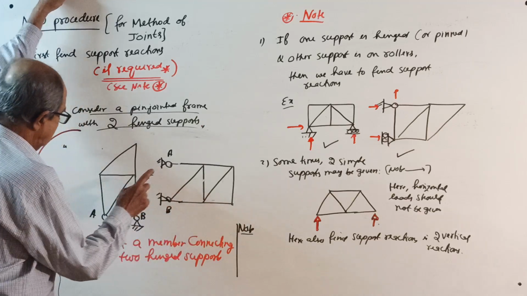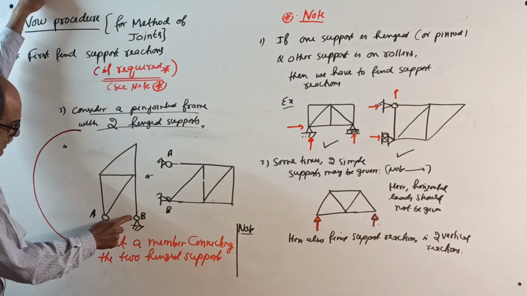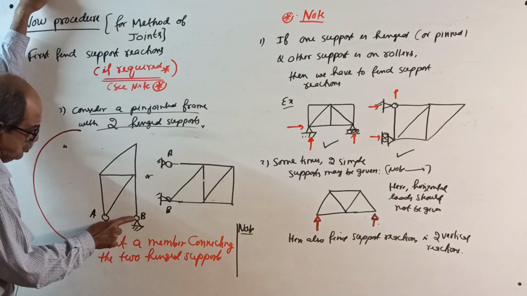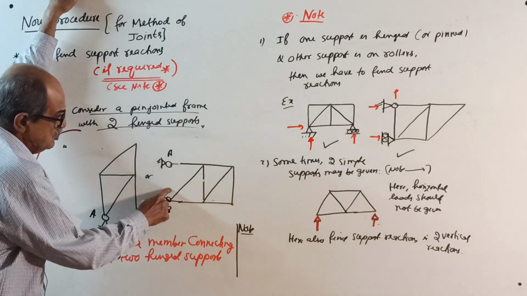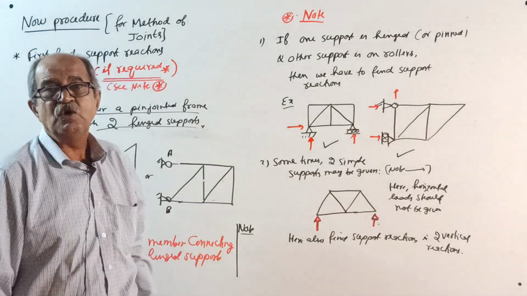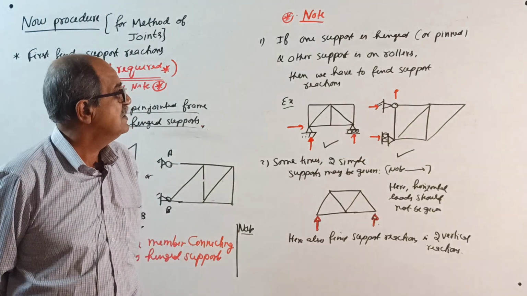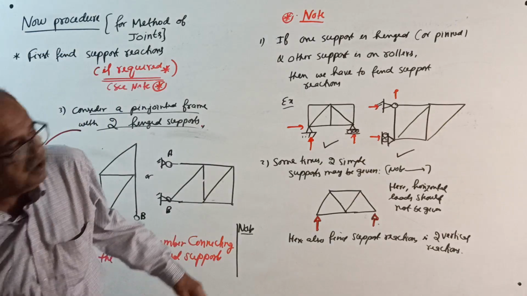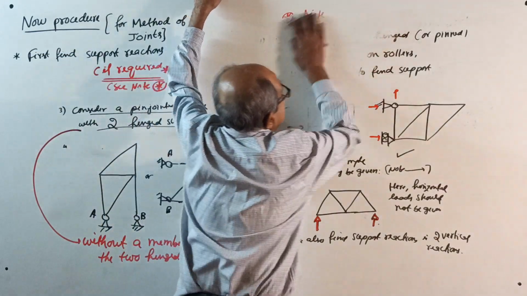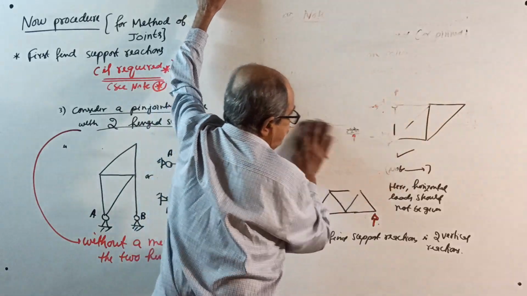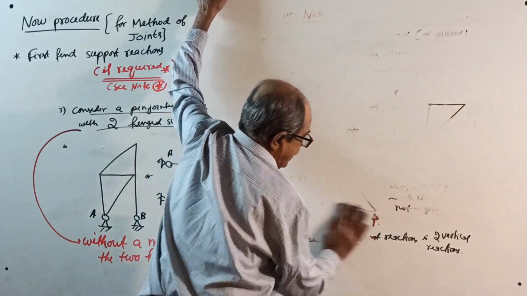So right here, a member connecting AB, they should not give a member here. They should not give a member here. Yes, in question papers, so many examinations give it. So many examinations they give that one. Then, very, very important now.